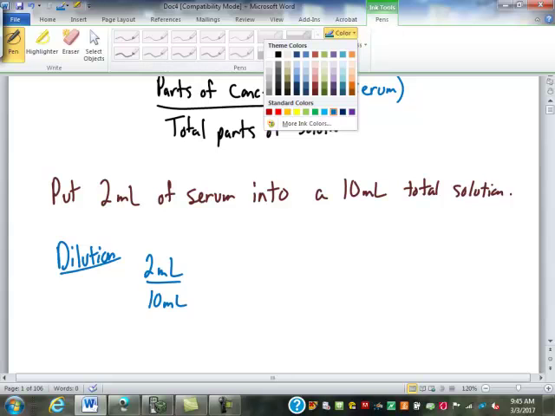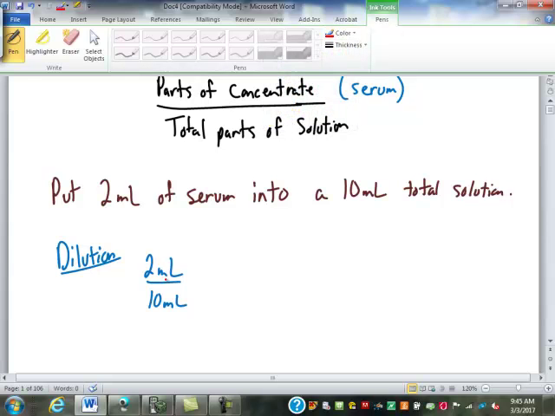Now it's very important that the units are the same. Remember, in a ratio, the units must be the same so that those units will cancel out. So the milliliters cancel out. 2 and 10 can both be divided by 2, which gives me a 1 and 5. So this would actually be referred to as a 1 in 5 dilution.